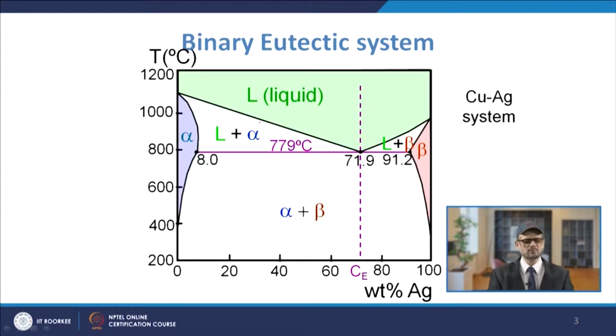Now, suppose we come to the binary eutectic system.